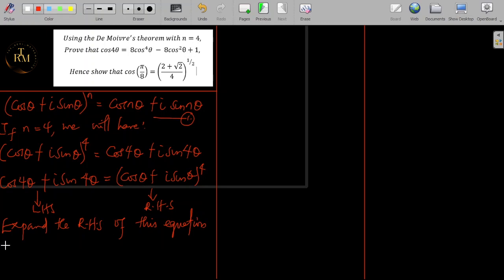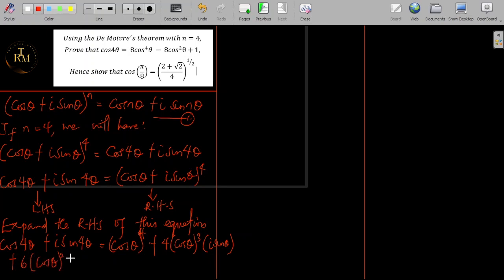When I do the expansion of the right-hand side, I'm going to have cos 4θ plus i sin 4θ equals cos⁴θ, plus 4 into bracket cos³θ into bracket i sin θ, plus 6 into bracket cos²θ, i sin θ squared, plus 4 into bracket cos θ and i sin θ cubed, plus i sin θ to the power of 4.